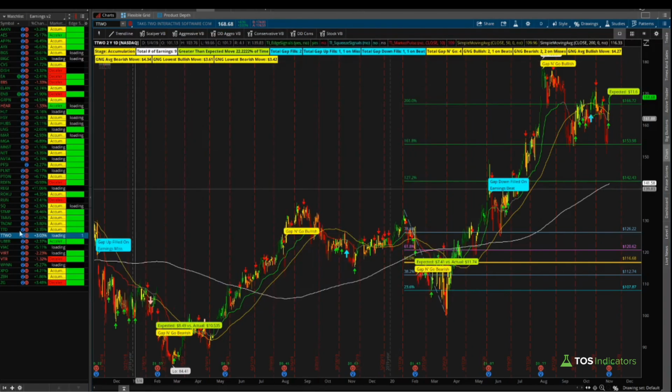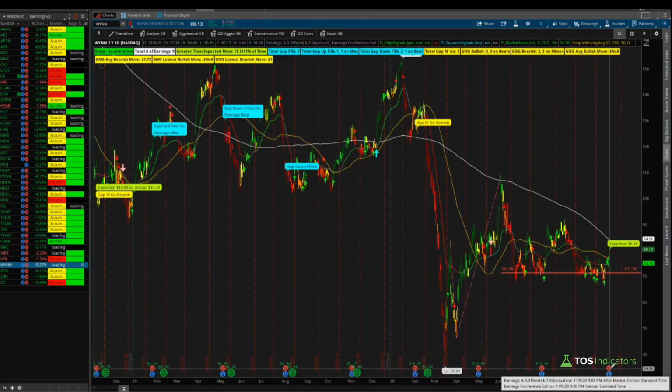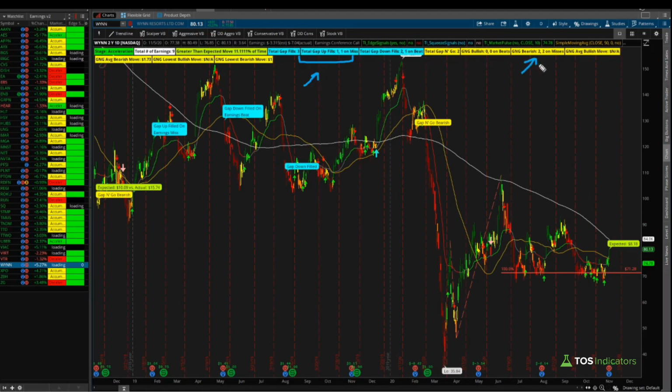And then finally, we said we would conclude with WYNN here. So let's take a look at WYNN. WYNN reported negative actual earnings. It was a miss if you take a look at what was estimated versus what we actually got. So let's focus in on the miss here. So gap up fills, we have 1 out of 1 on a miss. And then you come in, take a look at the gap and goes: 2 out of 2 also on misses.